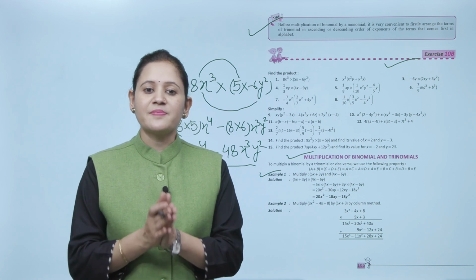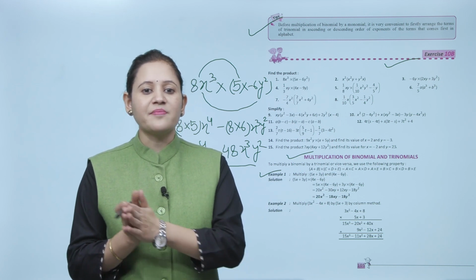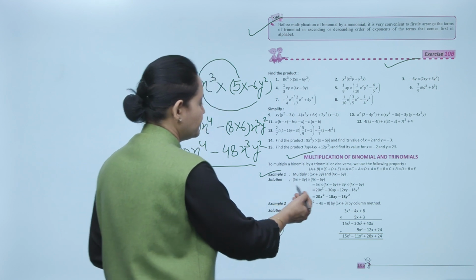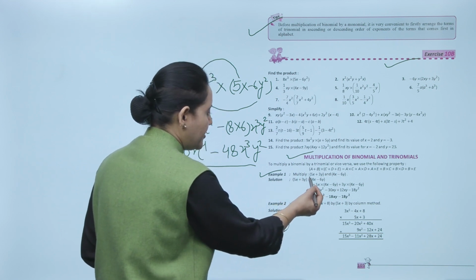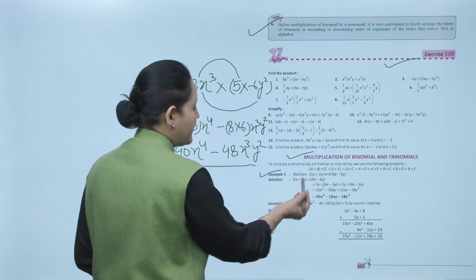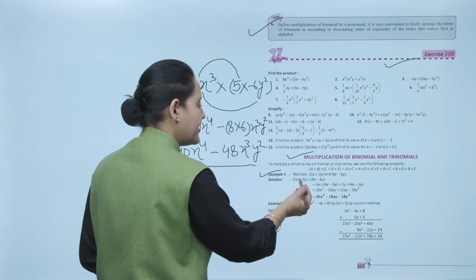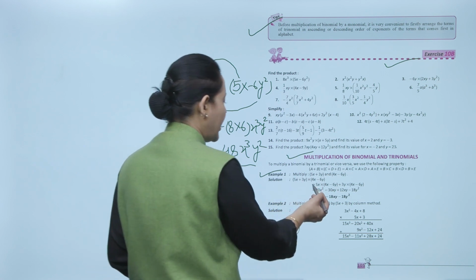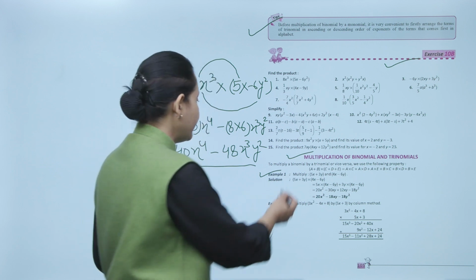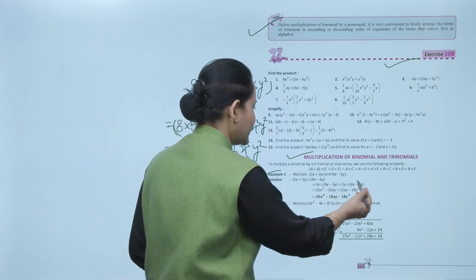Multiply 5x plus 3y and 4x minus 6y. So we have to multiply 5x plus 3y by 4x minus 6y. First, 5x को हम इन दोनों से multiply करेंगे and then 3y को इन दोनों से. So 5x multiply by 4x minus 6y. Clear? Then 3y multiply by 4x minus 6y.